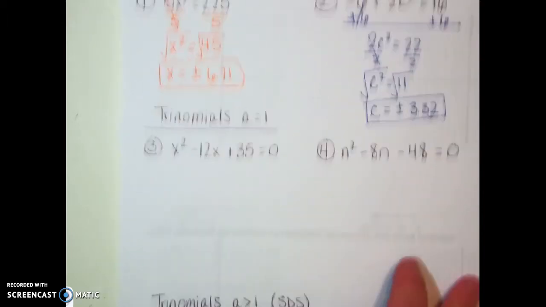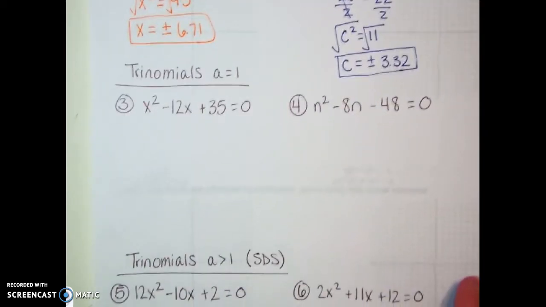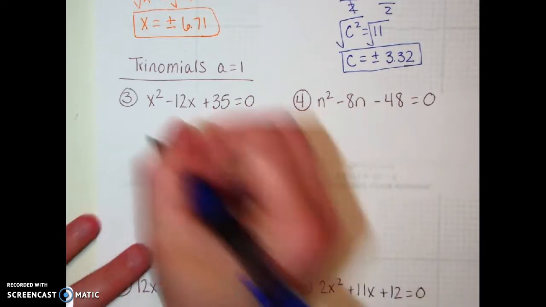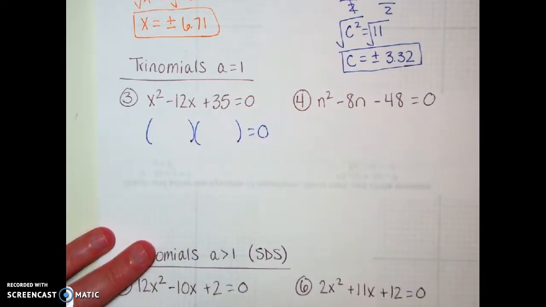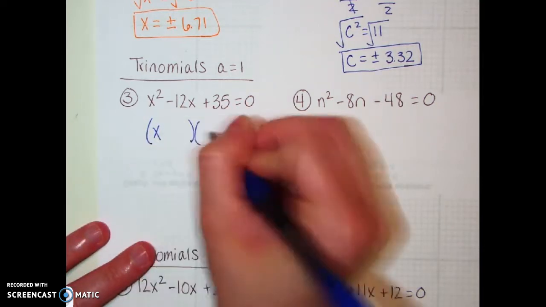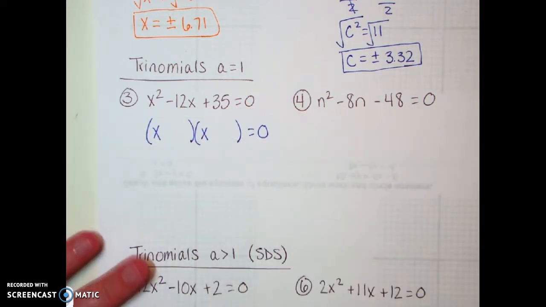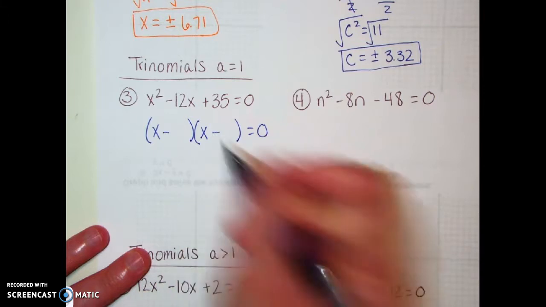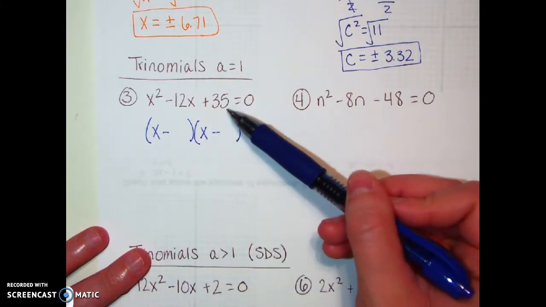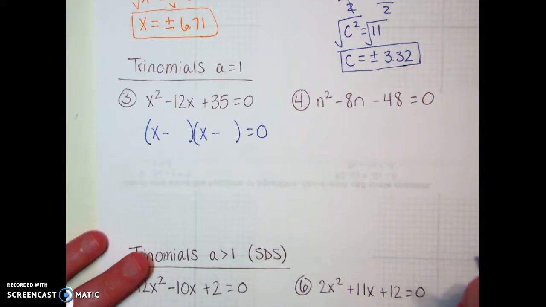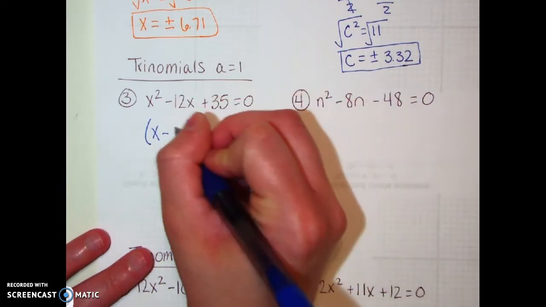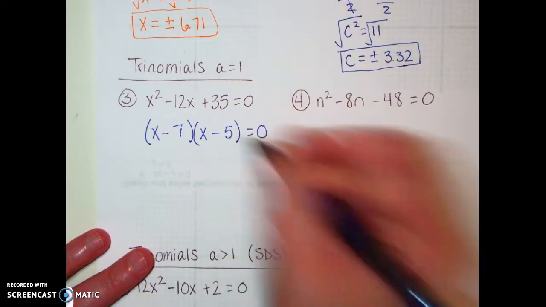Now let's go down to factoring when trinomials are just 1. So this is the normal factoring, where you set up your 2 sets of parentheses, put your variable here. This is minus plus. That means both of them are going to be negative. So I'm looking for 2 negative numbers that multiply to get me 35, and they have to combine to get negative 12. Hopefully, you know that it's negative 7 and negative 5.